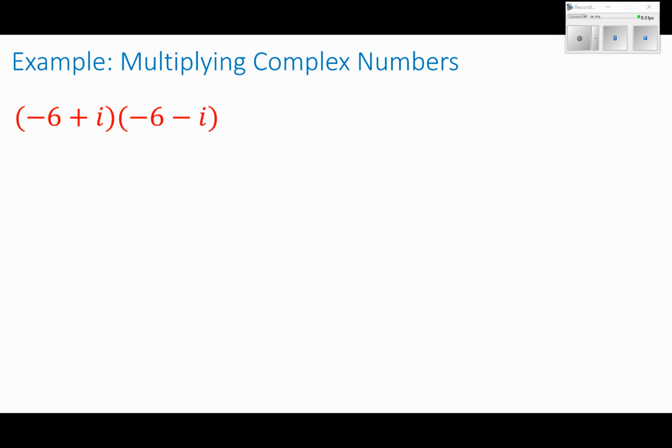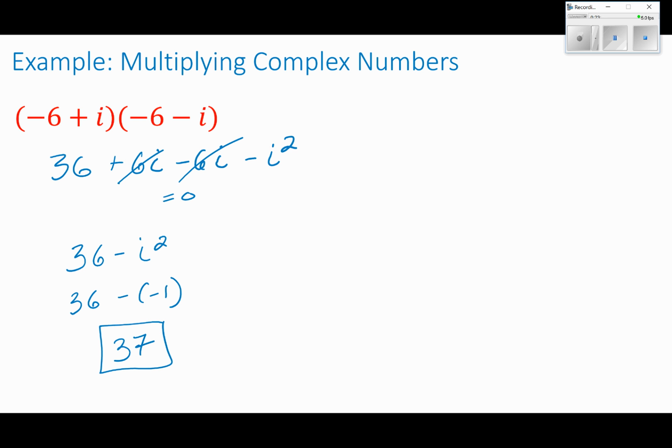Last one, you do. So negative 6 plus i, negative 6 minus i. Tell me what you come up with for a final answer. Okay, on this one we can FOIL. First term's 36. Outside term positive 6i, inside term negative 6i, minus i squared. Those middle two terms are opposites, so those just equal 0, so we don't have to worry about those. So all we're left with is 36 minus i squared.